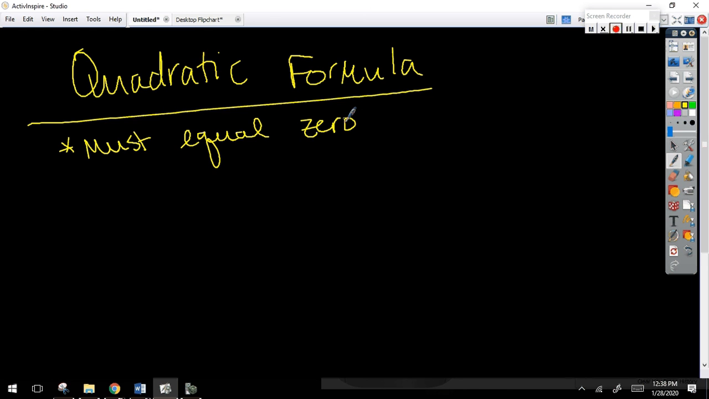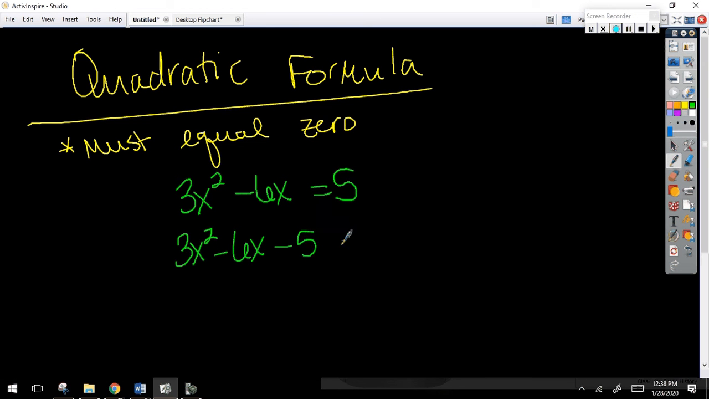So let's say, and I keep saying quadratics. Y'all know quadratics means it's got a power of 2, right? The highest power is 2. All right, so let's say that I had 3x squared minus 6x equals 5. And I needed to solve that for x, and I need to use the quadratic formula. So the first thing I want to do is make it equal 0. How do you do that? 5. So I'd have 3x squared minus 6x minus 5 equals 0. Okay? Now it's plug and chug.